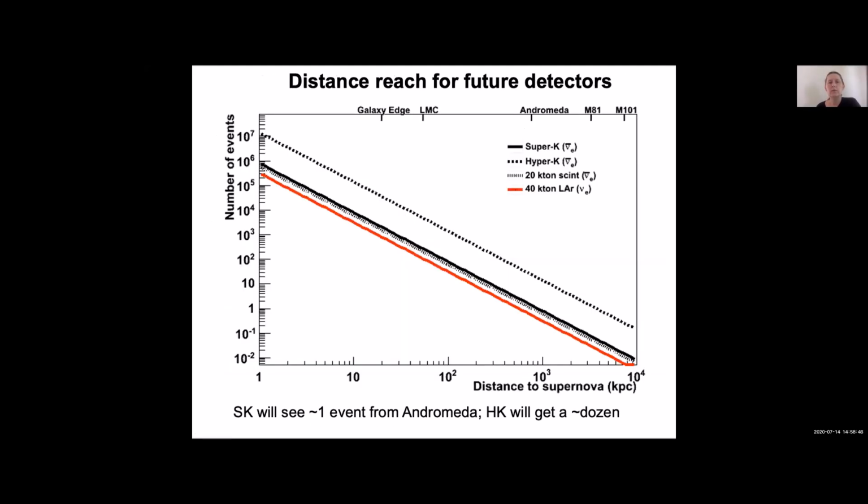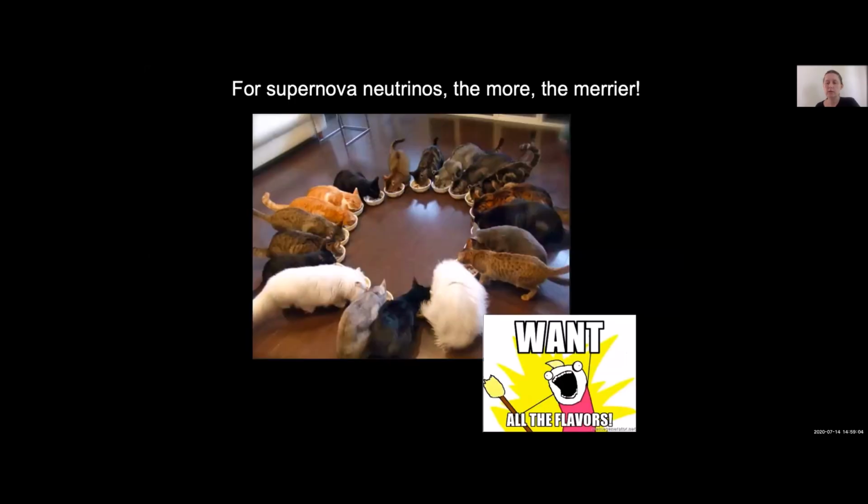This is the number of events, meaning the number of interactions expected, as a function of distance. It's just 1 over r squared. If you go out as far as Andromeda, you would expect maybe 1 interaction observed in Super K, but in Hyper K you might get a dozen. And you want it all. You want all the flavors. This is really not a competitive game.